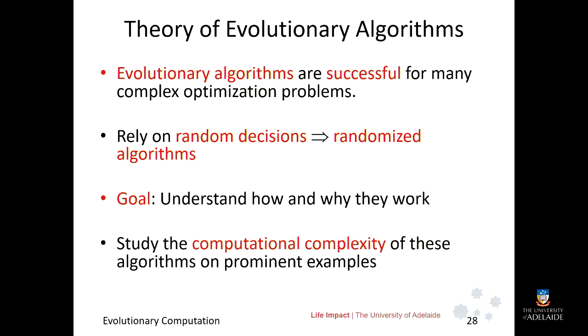So what we've been interested in is looking into computational complexity on example problems. So we look into combinatorial optimization problems and said, well, how long does it take for an evolutionary algorithm to produce an optimal solution? Or how long does it take for the evolutionary algorithm to get a solution that is a factor 2 approximation, or whatever, right?